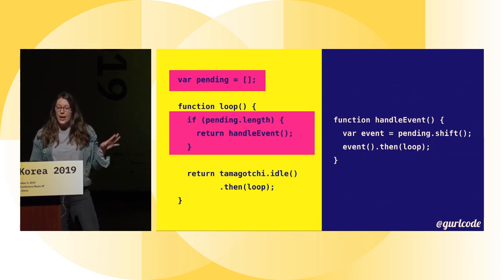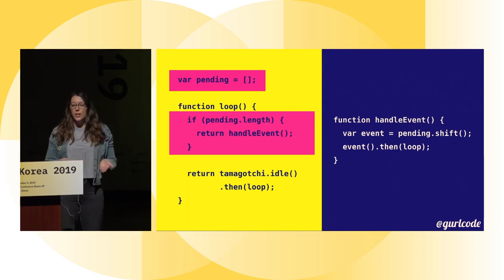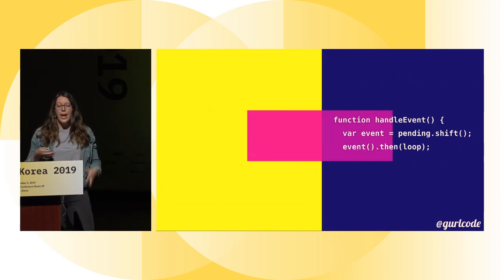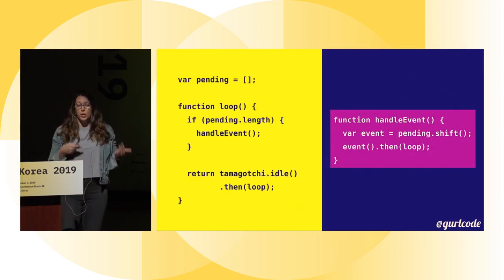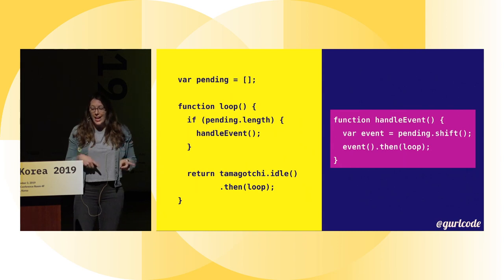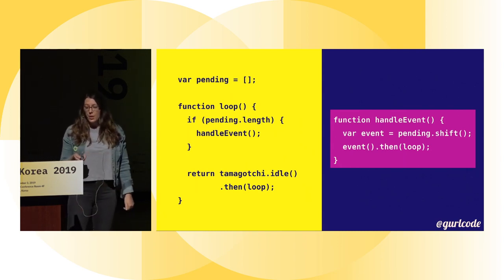So here, I've added an array to hold pending events. The loop function is going to check if there are any pending events, and if there are, the handle event function is run, and the loop is terminated. So handle event is going to take the first event off the queue, and it's going to run it. And when it's complete, we're going to restart the loop. And if there's another event in the queue, handle event will get called again. Otherwise, we're going to continue the loop until the next event.